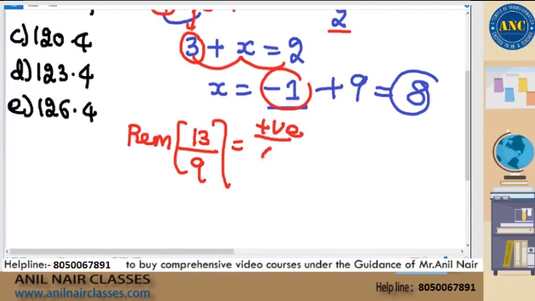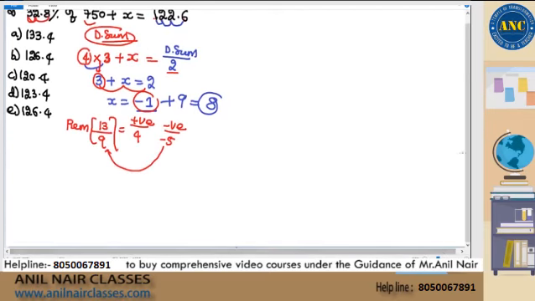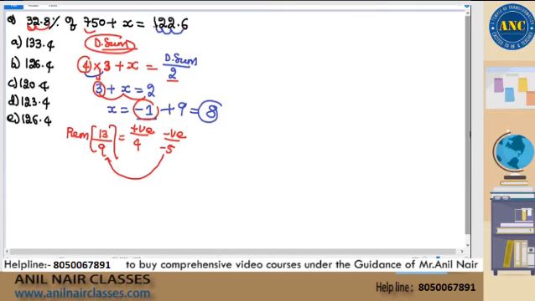9 ones are 9. Digital sum is 4. 9 twos are 18. Minus 5. Whenever you get a negative remainder, add with the denominator. 9 minus 5 is 5. Whenever you get a negative remainder, add with the denominator 5. I think many are listening to the class for the first time, right?